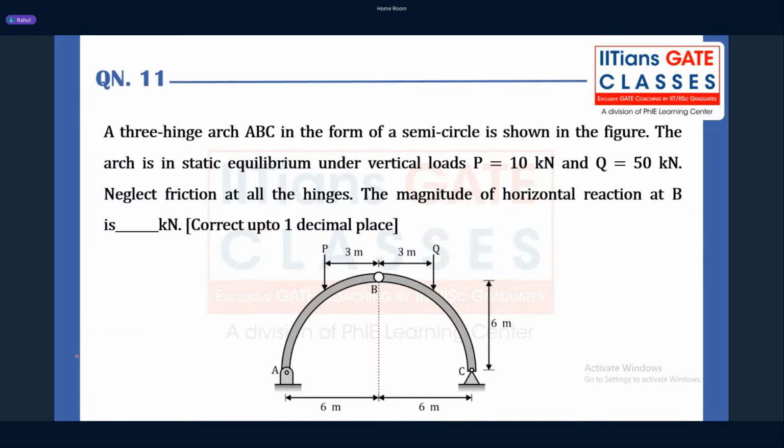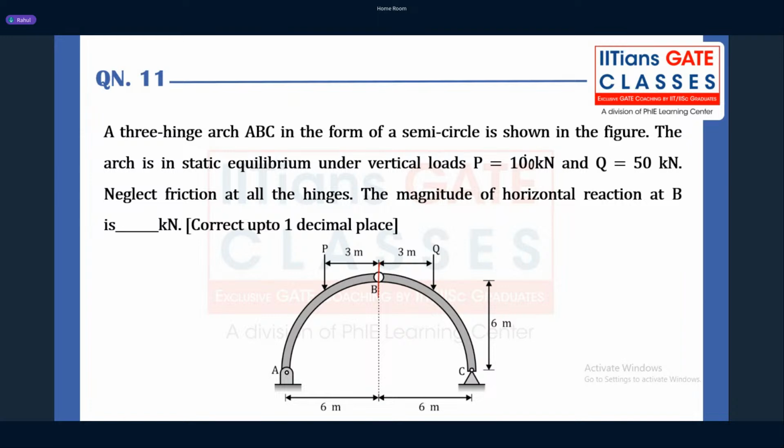The only fundamental concept involved in this question is that you separate the joint at B. What they are asking: a 3-hinge arch, A, B, C, in the form of a semicircle as shown in the figure. The arch is under static equilibrium under the vertical load P, which is 10 kilonewton. A little bit of correction on the data here: it is 100 kilonewton, and Q is 50 kilonewton. Neglecting the friction at all the hinges, find the magnitude of the horizontal reaction at B.